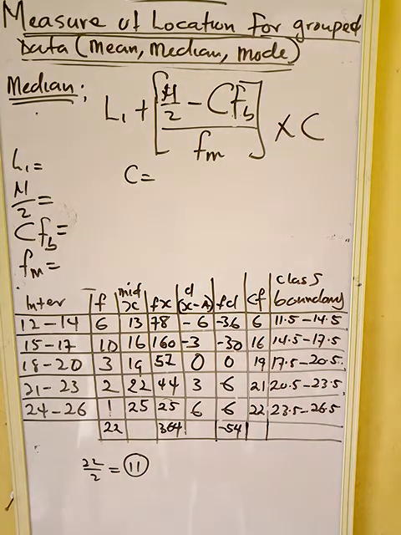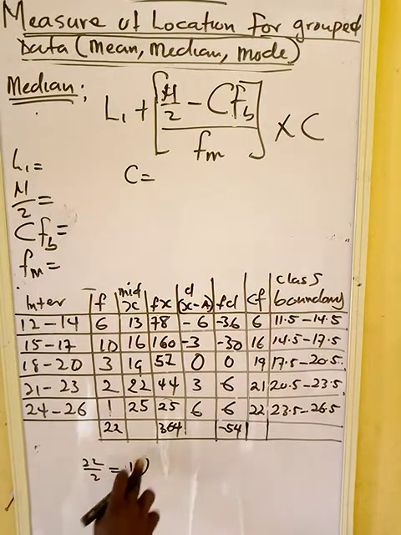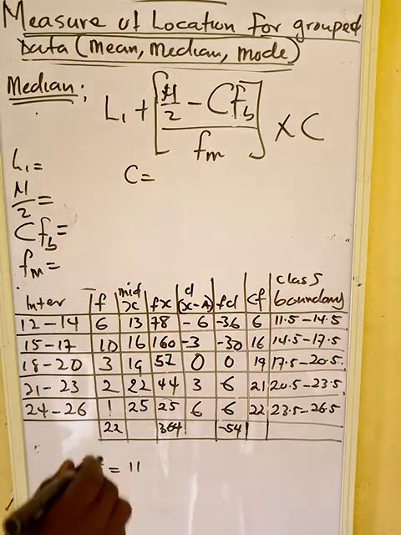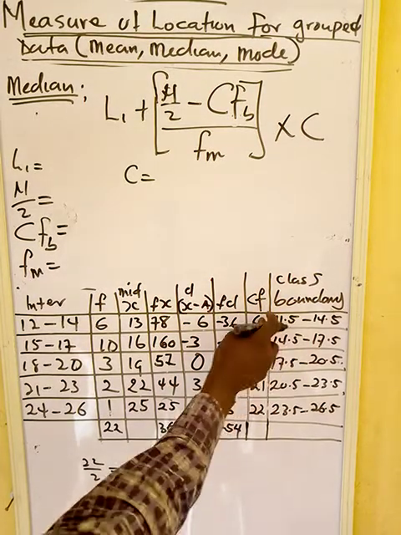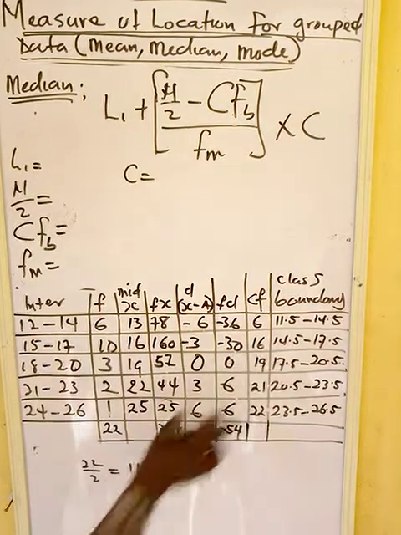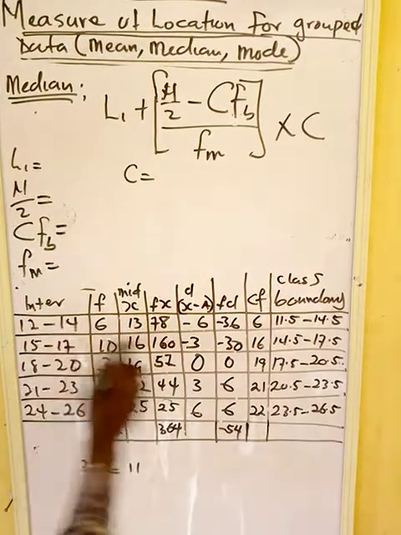Listen very well. You divide the total frequency by 2, so what you get is 11. If you look at the cumulative frequency, we have 6 and 16. Then 11 is within 16. So we are working within this region.